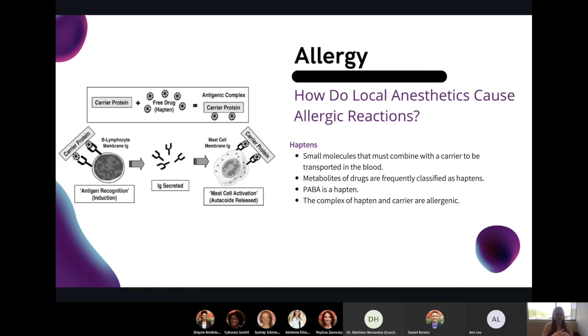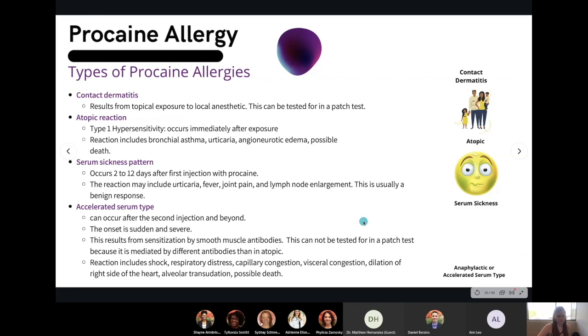The drug metabolites are often called haptens. Haptens are the small molecules that combine with the carrier protein to be transported into the blood. The hapten and carrier protein complex becomes large enough to be recognized by the immune system to cause an allergic reaction. And you can see that here in the graphic. There are 4 types of allergic reactions to procaine, though, and that is just the one that we are most familiar with. There's also contact dermatitis, atopic reaction, serum sickness pattern, and accelerated serum type.